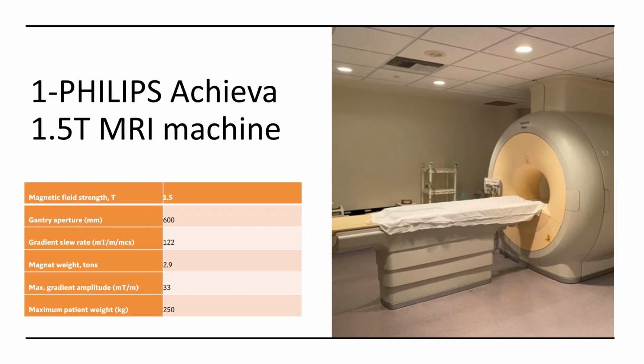For the first one, Philips Achieva 1.5 Tesla MRI. The specification for this device: magnetic field strength 1.5, gantry aperture 600, gradient slew rate 122, magnet weight 2.9, max gradient amplitude 33, maximum patient weight 215.